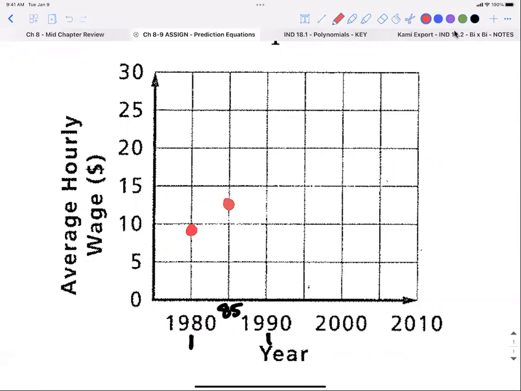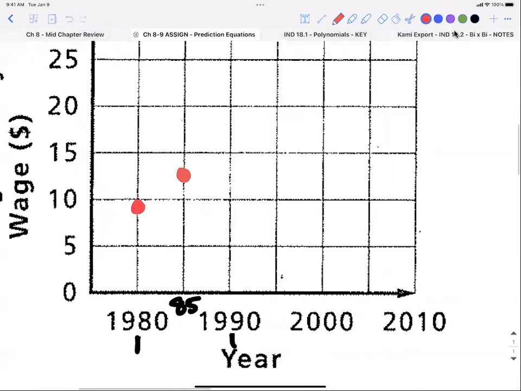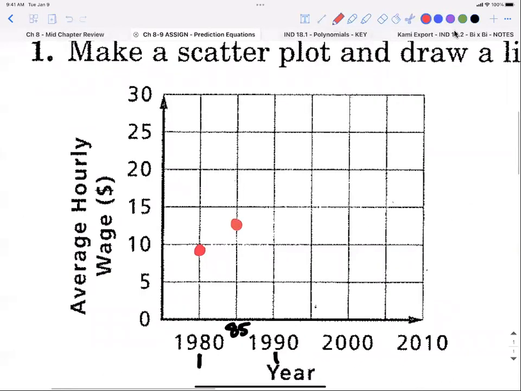Okay, these are going to be guesstimates. They just have to be smart guesstimates. Can't put it up by 20. All right, 1990. So I go over to 1990, so here's 1990 right here. And then I'm going to go up. Now, 13.7, going to be a little bit higher than my last point, but not all the way up to 15. So I'm going to just kind of plunk it where I think it might fit.